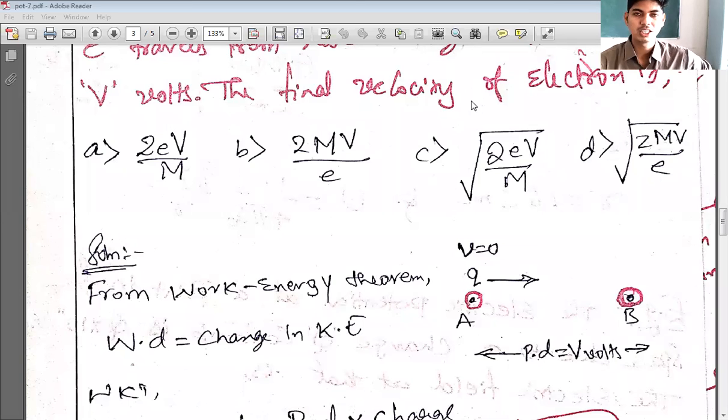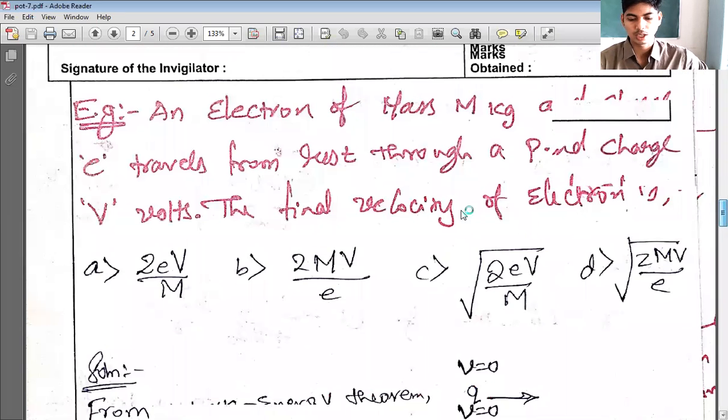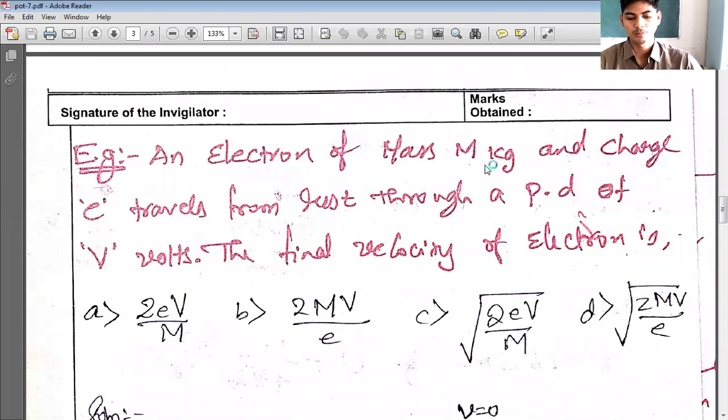Can you tell me what will be the change in kinetic energy of the charged particle? An electron of mass m kg and charge E travels from rest through a potential difference of V volts. What is the change in kinetic energy? Forget the final velocity. Just tell me what is the change in kinetic energy of the electron.